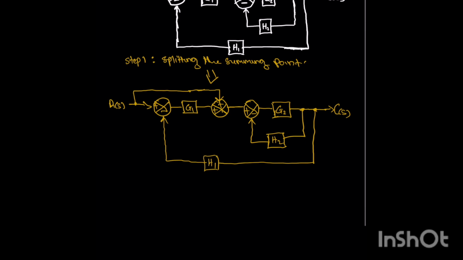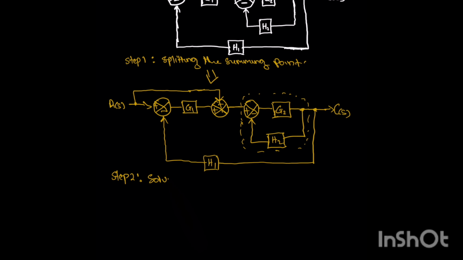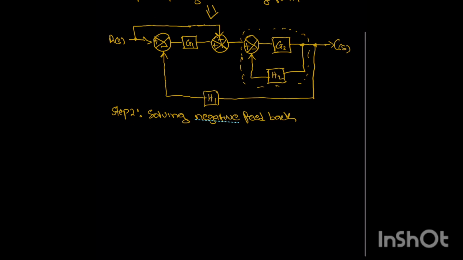So the next step we are going to do is to solve the negative feedback. You see, splitting this summing point has enabled us to know how we can be able to resolve this immediately. So the next step we are going to do is to solve the negative feedback. So we say step 2. Step 2, we say solving negative feedback. So what we are going to do now is to resolve this. So we redraw this system.